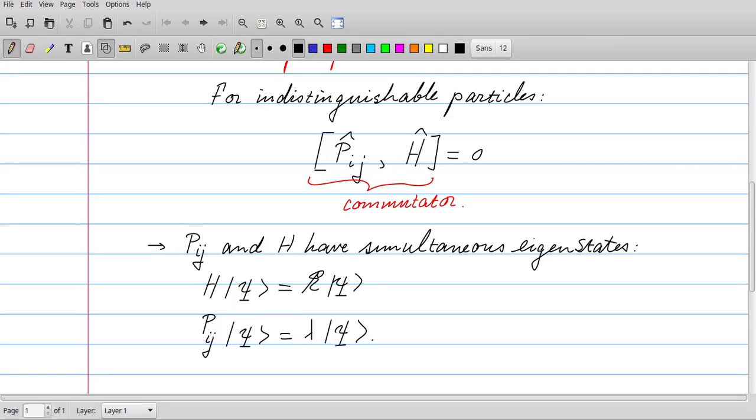And we know from algebra that if two operators, let me put the hats on top of them, commute and they are both Hermitian, like is the case for Pij and H, then they should have simultaneous eigenstates, which means that there are states which are eigenstates of H, and simultaneously they are eigenstates of Pij. The eigenvalues of H are usually denoted as E, that's the energy, and the eigenvalues of Pij we just call lambda.